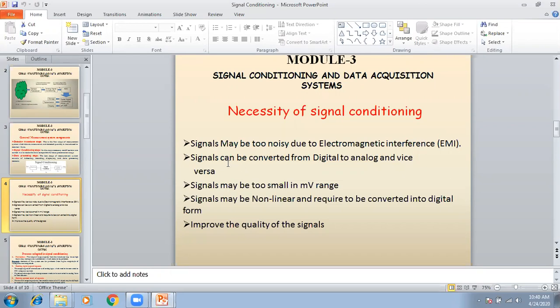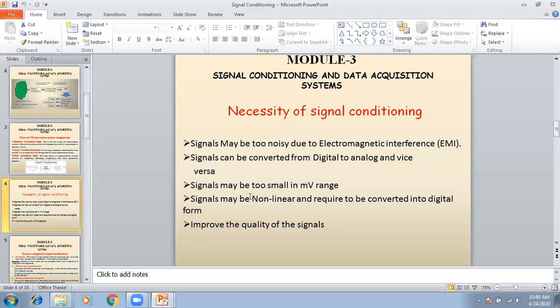After that, the signal can be converted from digital to analog or analog to digital, vice versa. Depending upon the requirement, I need to convert one form of signal to another form. The next thing is, whatever output I am getting may be too small. Whenever it is too small, I cannot measure it. The forthcoming element cannot process it, as the data is not sufficient for the next element.